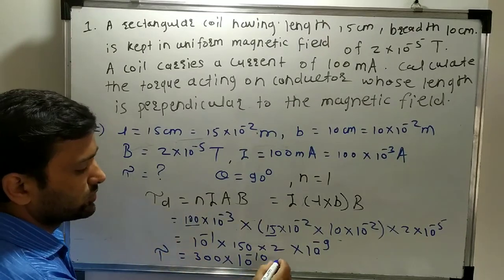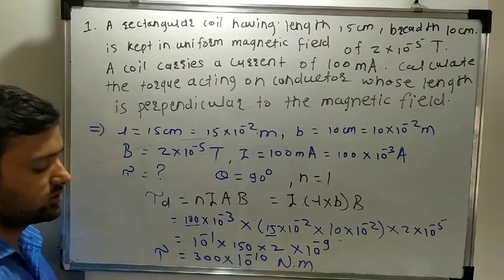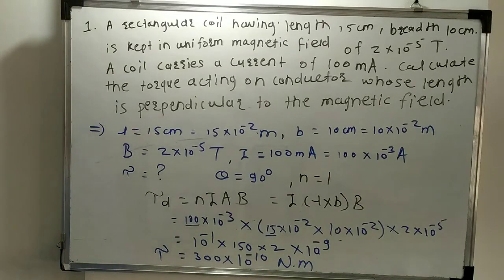Torque, what is the unit of the torque? Newton meter. So our answer will be 300 into 10 raised to minus 10 Newton meter. Okay, we will go for the next numerical.